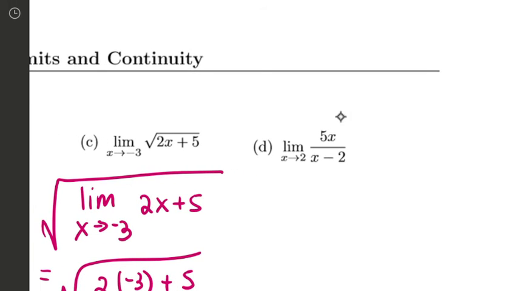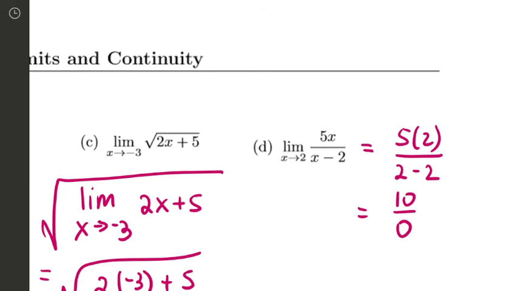And then we have the limit as x approaches 2 of 5x over x minus 2. So in most cases, you will probably just do direct substitution. So it'd be 5 times 2 divided by 2 minus 2, and well, what happens here? We have 10 over 0, and we can't divide by 0, so the limit does not exist.